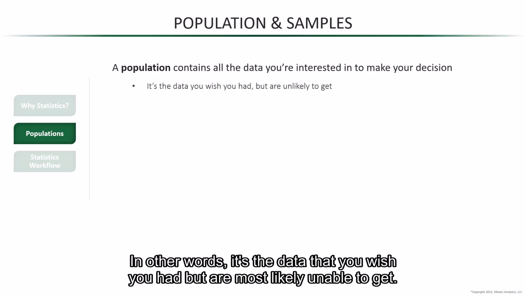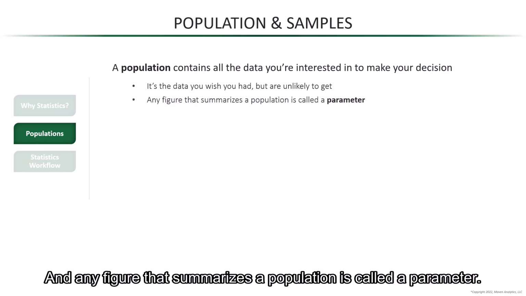In other words, it's the data that you wish you had, but are most likely unable to get. And any figure that summarizes a population is called a parameter.